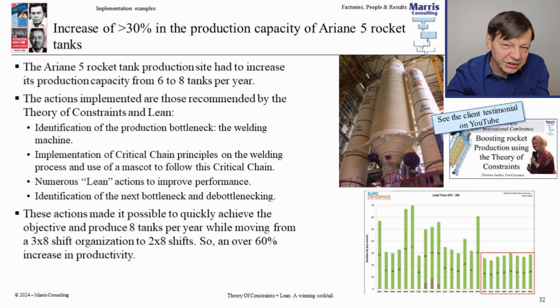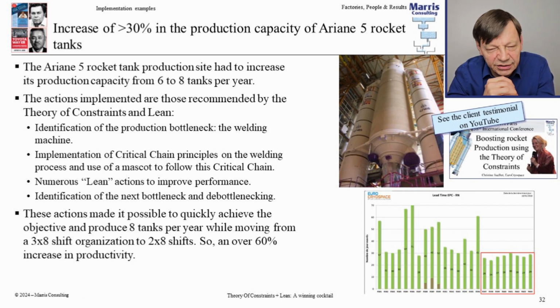You focus down into the system, so there was an overall lack of rockets. The lack of rockets was because of lack of tanks. The lack of tanks was because of initially the big specific welding machine, and so we identified it using the theory of constraints, and then we improved it using lean tools, and in this particular case, critical chain, but then lean operations throughout the manufacture of these tanks.